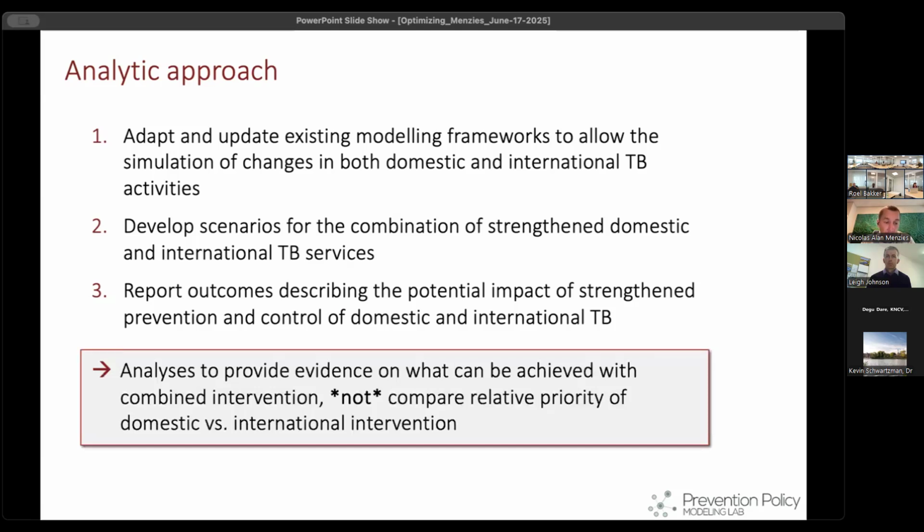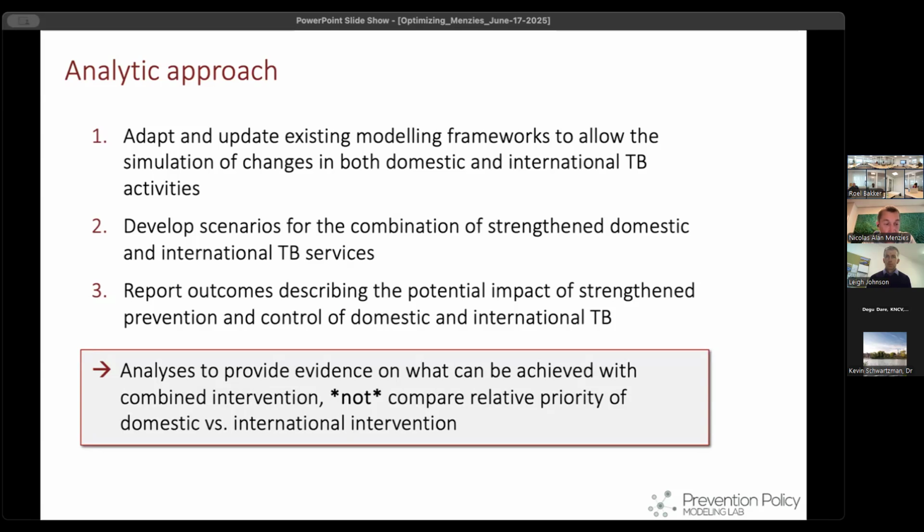Now here, it's important to mention the political context of this kind of study, where we're being very, very deliberate in our interpretation to not make this a kind of zero-sum game in terms of saying, well, is it better to spend money domestically or is it better to spend money internationally?